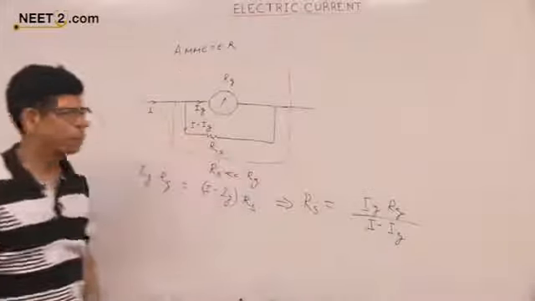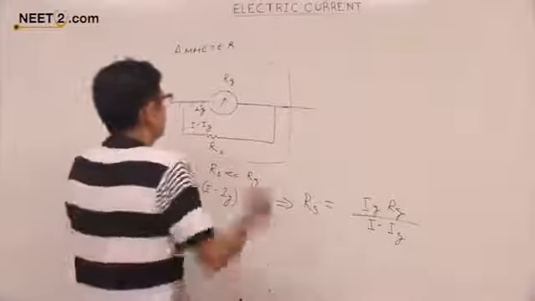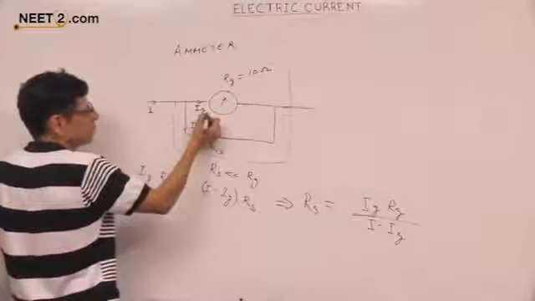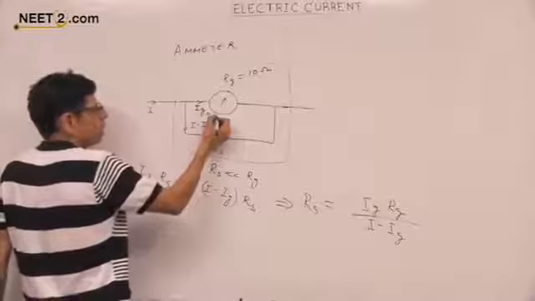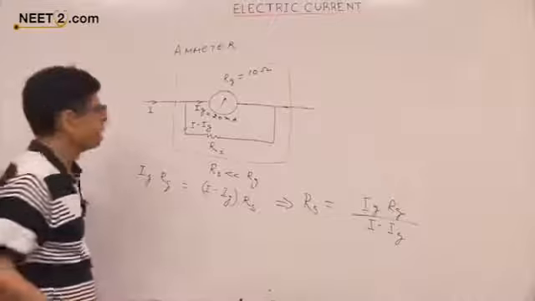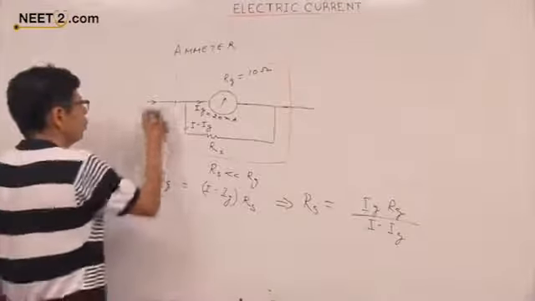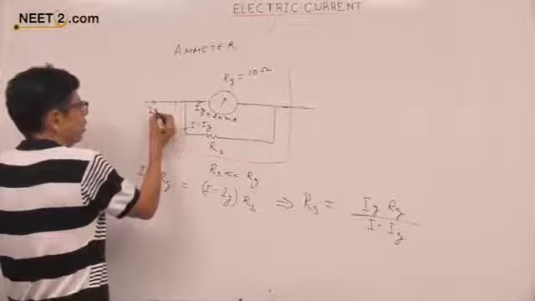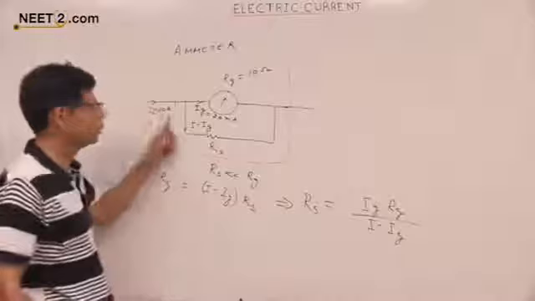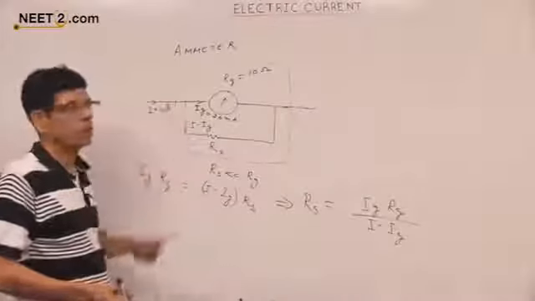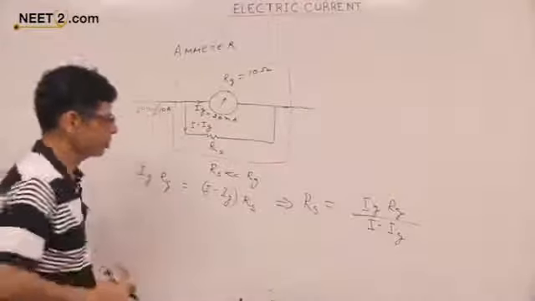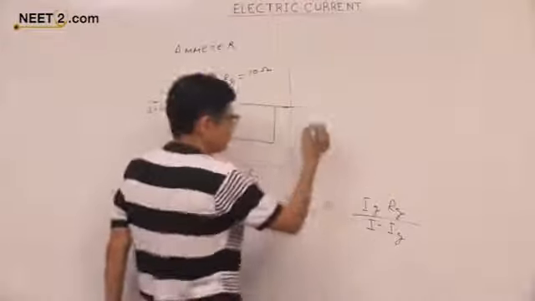Okay, one numerical is in order. There is a galvanometer of resistance 10 ohms. The maximum current it can take is 20 milliamperes. I want it to be able to measure up to 10 amperes, a maximum of 10 ampere current. That is, I want it to be of range 10 amperes. So what shunt resistance shall I use? Just plug in the values here.